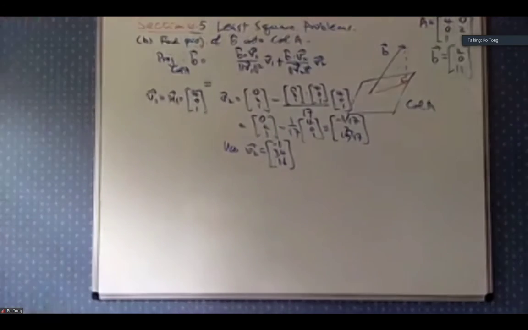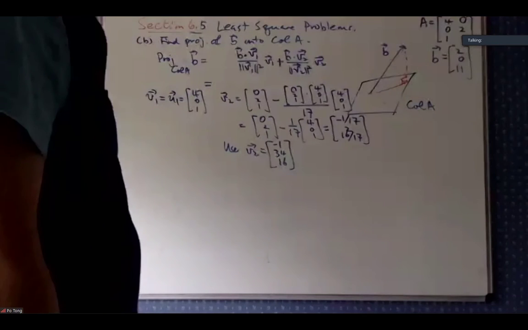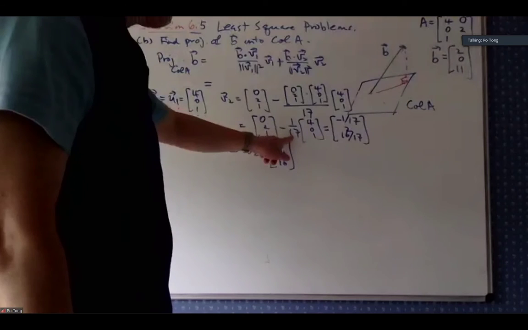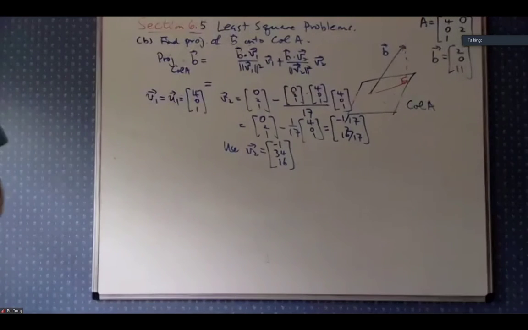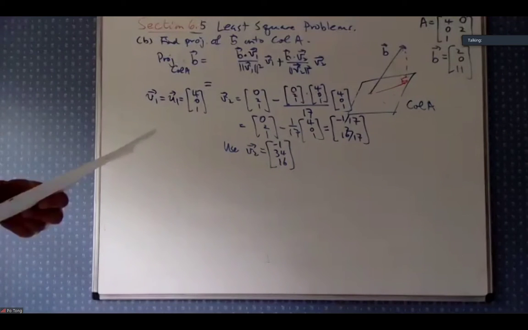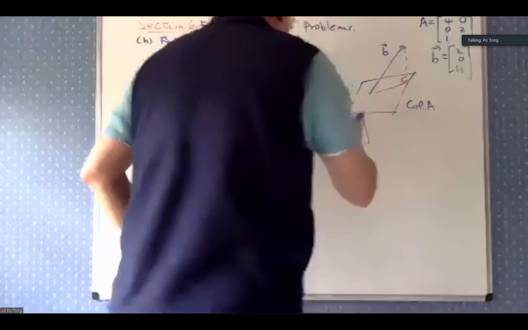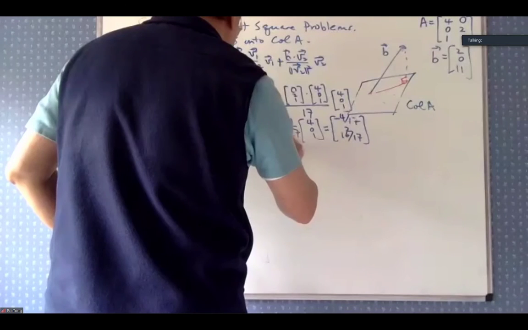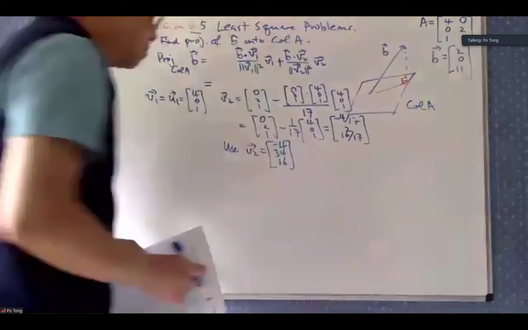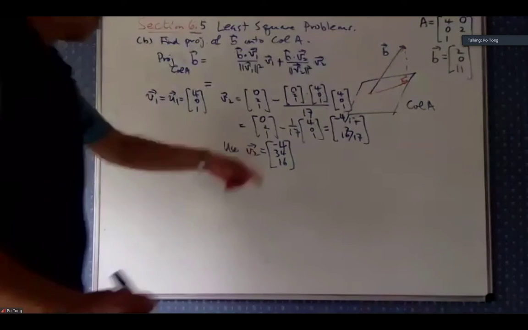This is not correct. I messed up somewhere. Can you guys help me? 2 minus 0 is 2. Oh, this is a 4. Okay, it's better now.